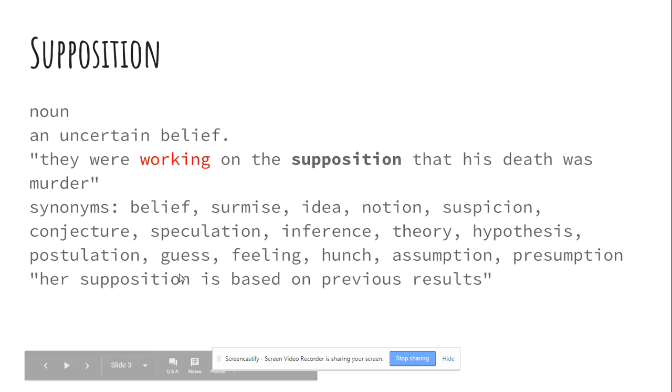Supposition, it's a noun and it means an uncertain belief. They were working on the supposition that his death was murder. This is kind of close to surmise, right? It's the same type of idea. But supposition is only a noun, okay? It is not a verb like surmises. In this sentence, working is the verb, right? So they were working on the uncertain belief.